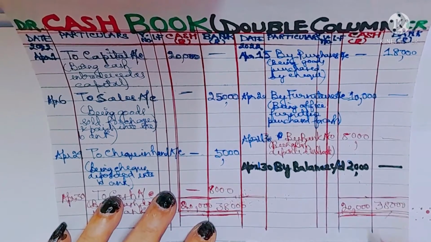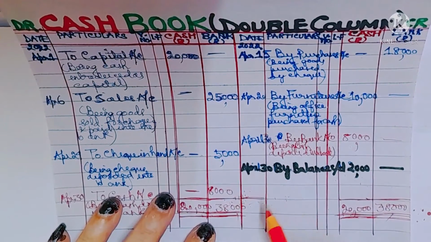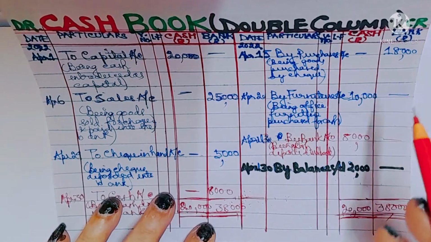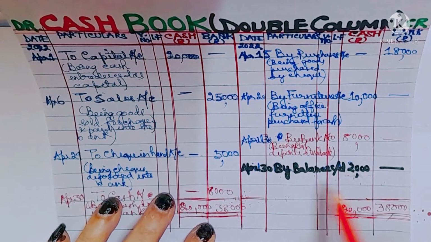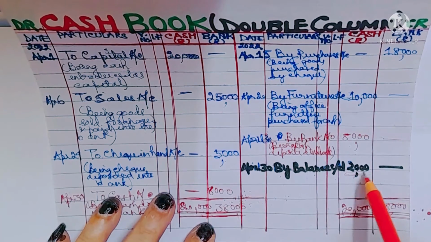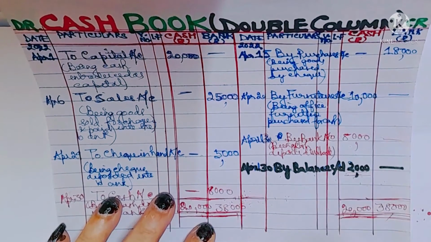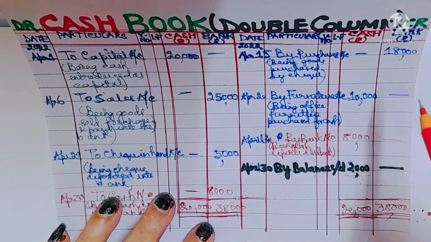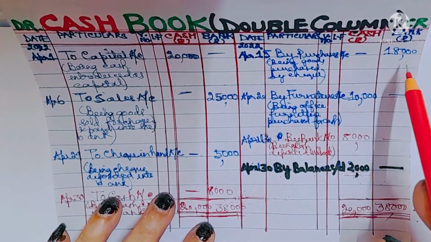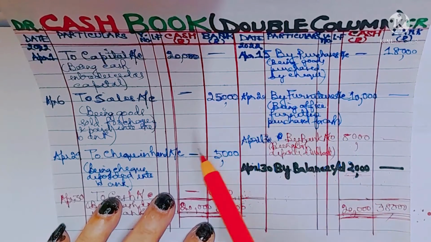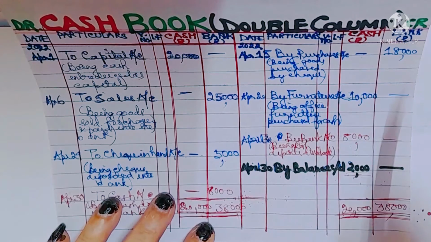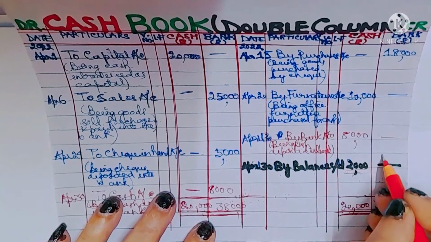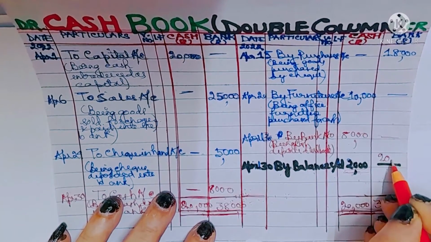Okay. So what will be the balancing figure? Because there is a shortfall on the credit side in the bank column. The problem already told us to keep 2,000 as closing cash, but here they have not told us anything, we have to find it out. If you deduct the total of bank column on the credit side, which is 18,000 only, from the total of bank column on the debit side, which is 38,000, so 38,000 minus 18,000 will give you 20,000. So by balance c/d 20,000.